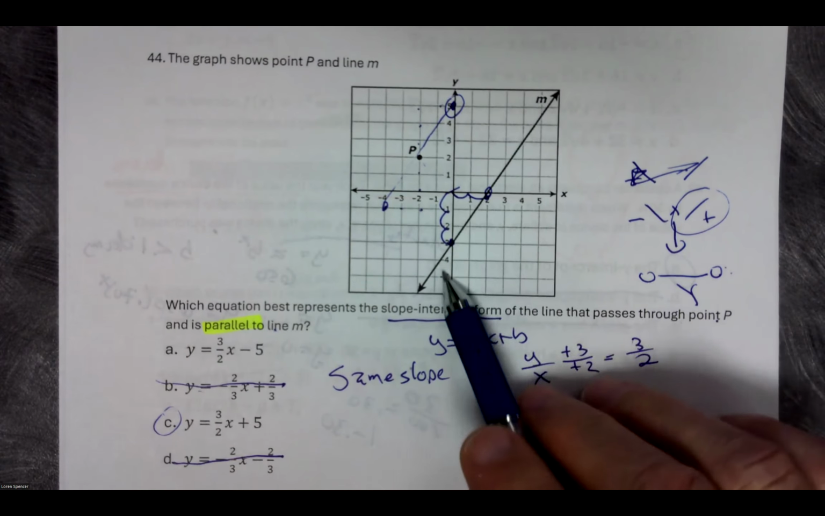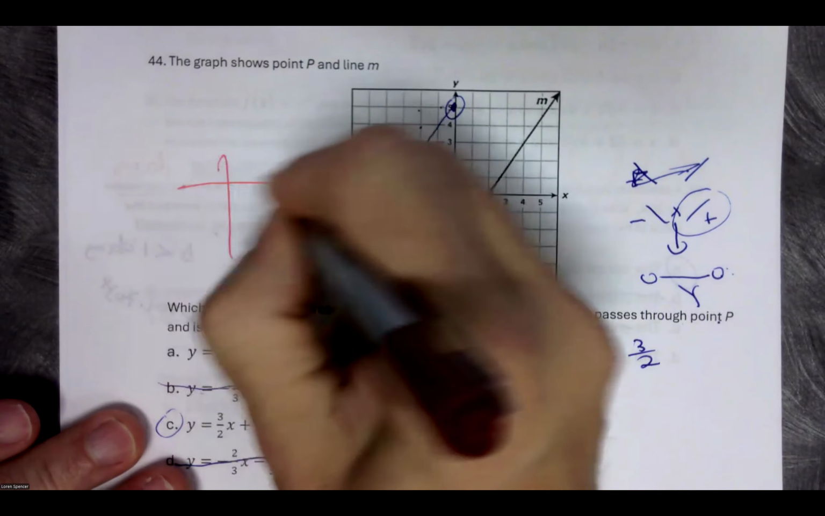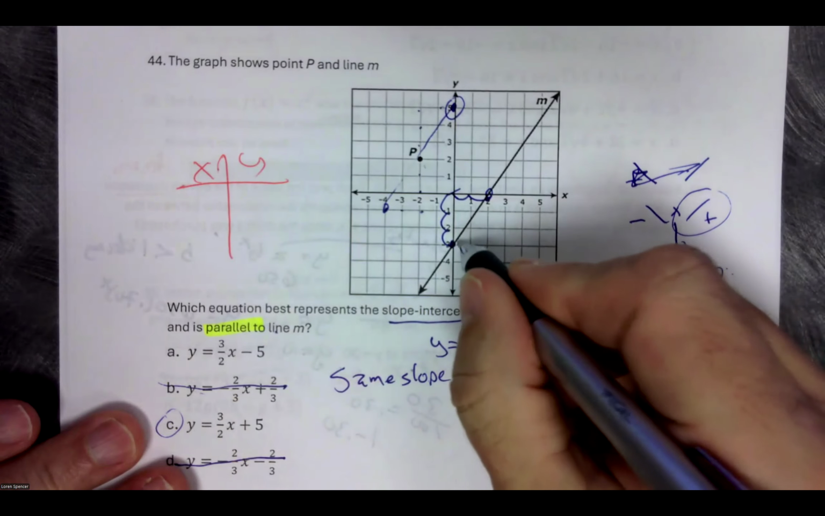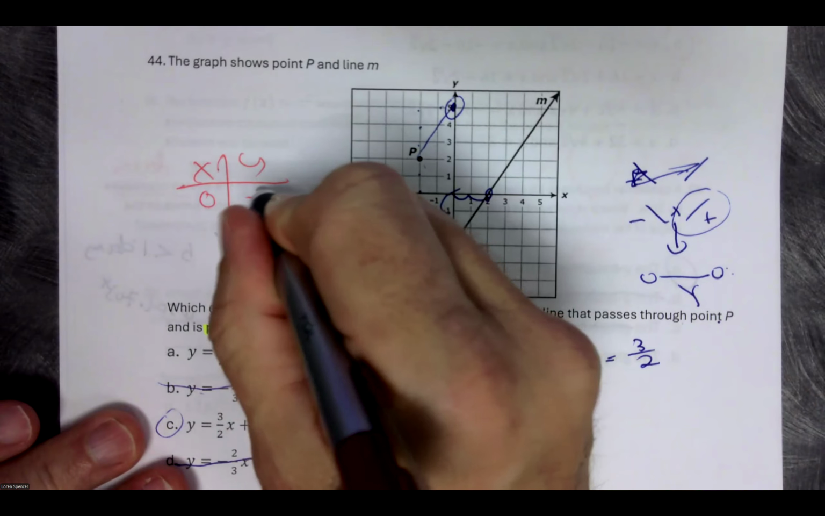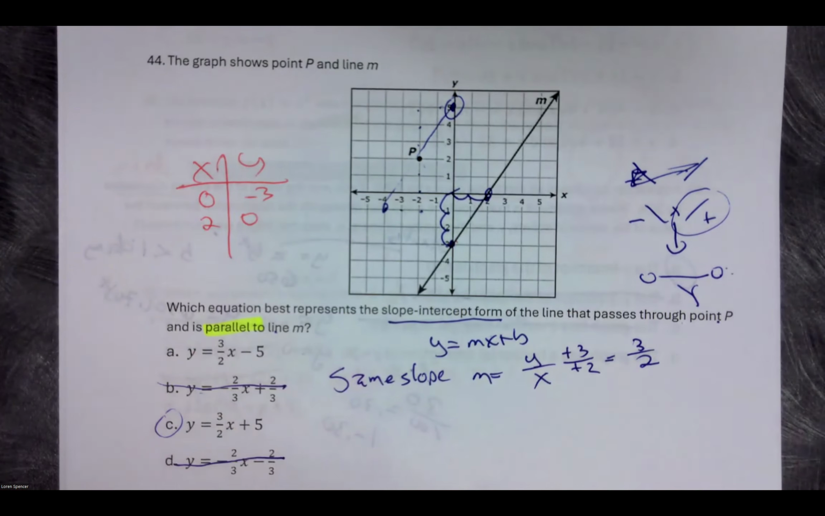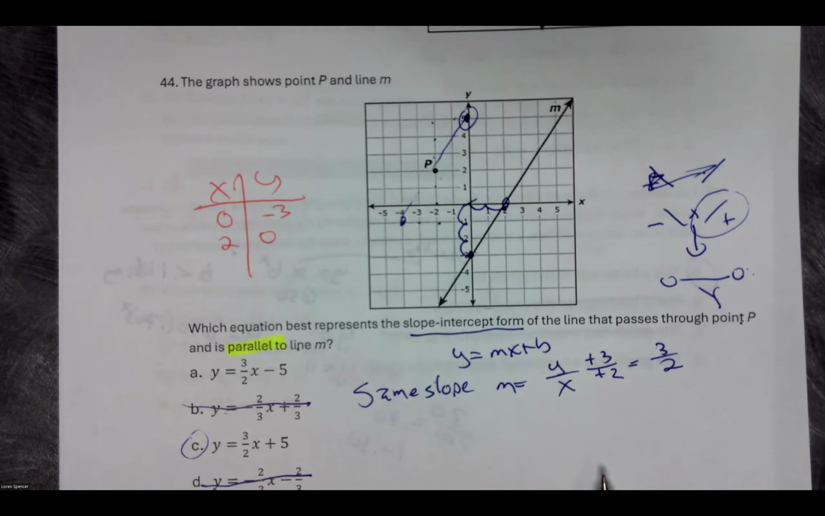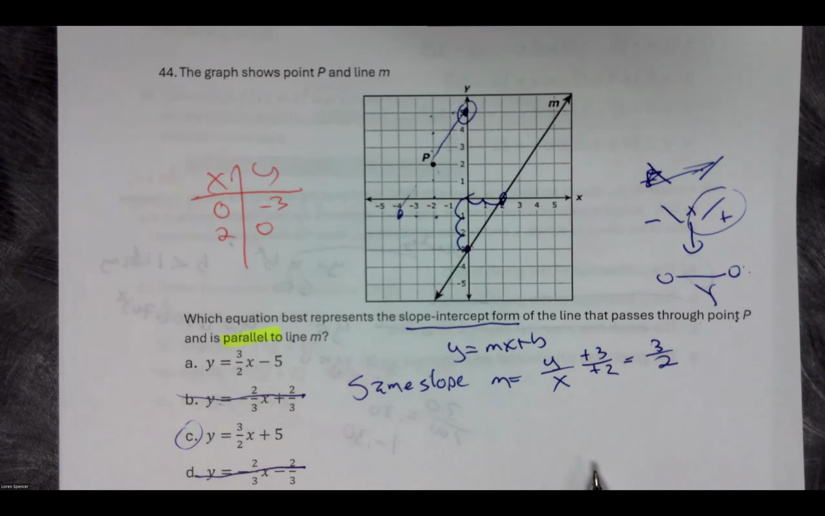If we didn't know that, what we could do is go to Desmos and make a table of x, y, and in this case, we'd have 0, -3, and we'd have 2, 0. That's my x and that's my y. I could plug in those points. And if I do that, it's going to give me my equation.